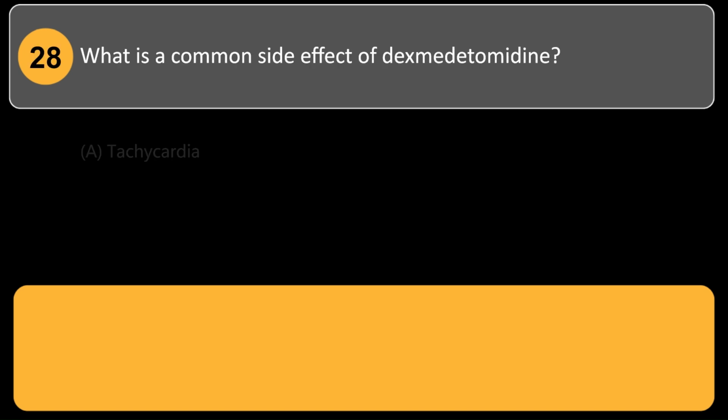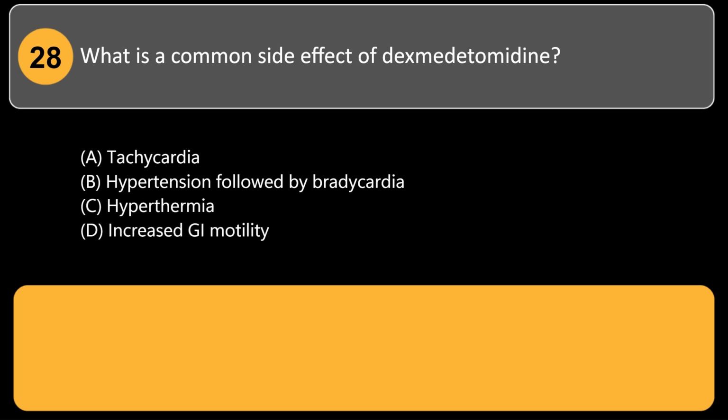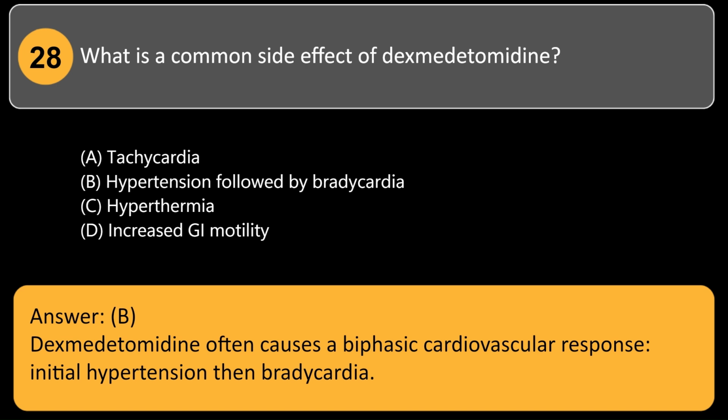What is a common side effect of dexmedetomidine? A. Tachycardia. B. Hypertension followed by bradycardia. C. Hyperthermia. D. Increased GI motility. Answer, B. Dexmedetomidine often causes a biphasic cardiovascular response, initial hypertension then bradycardia.